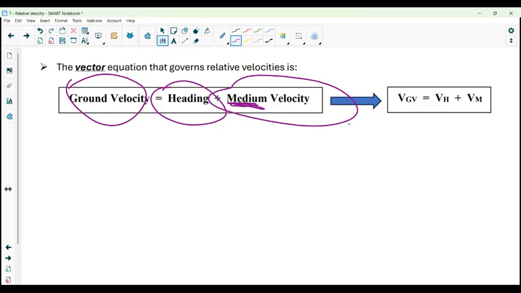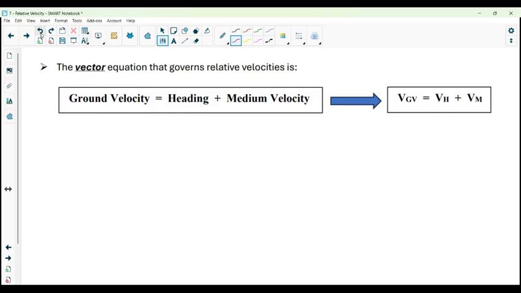Okay. Now, I've also written these out. Your textbook is going to use them with a V for velocity with a little subscript on it. You'll notice in one of the videos, I just write GV for ground velocity, H for heading, and MV for medium velocity. You can do that too. I'm just trying to follow what your textbook does a little more here so that we can make those make sense together.